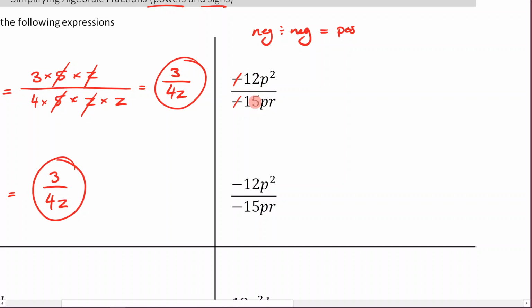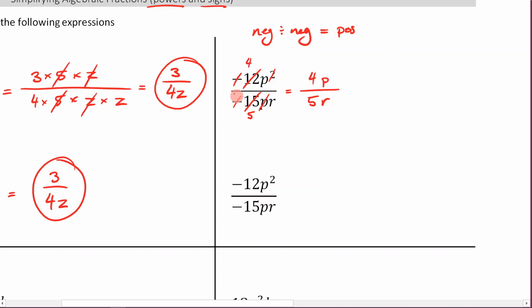If I've got 12 and 15, both of those are divisible by 3. 12 divided by 3 is 4, and 15 divided by 3 is 5. I then have p squared and p. Well, this p will cancel out with one of these p's here, which means what I'm going to be left with is 4p over 5r. And it's positive because those two negatives cancelled out there. So that's the quick way to do it.